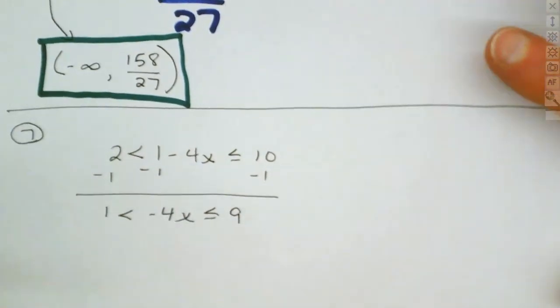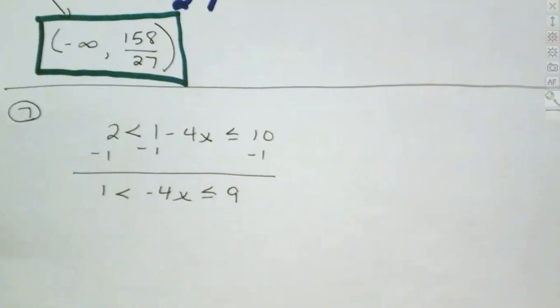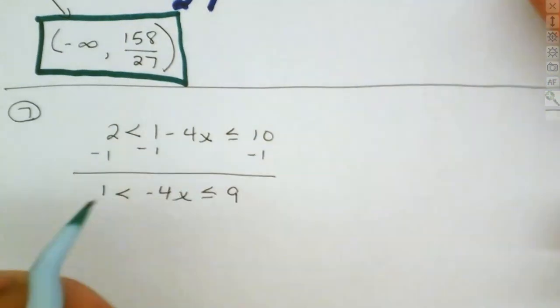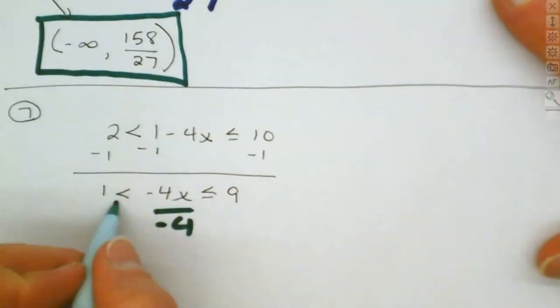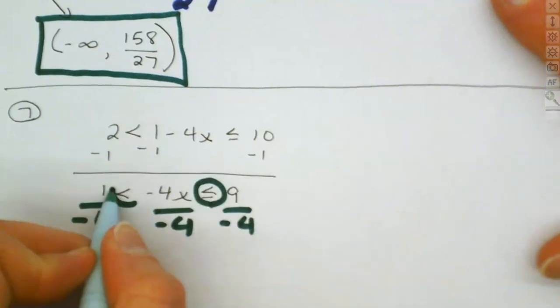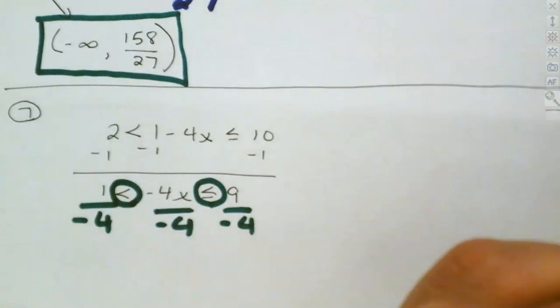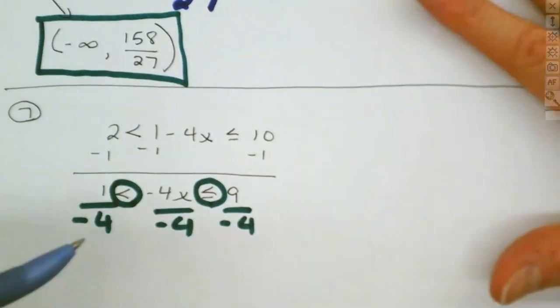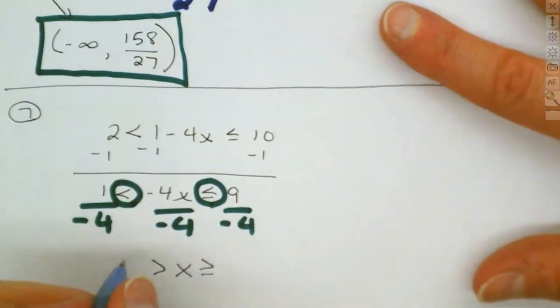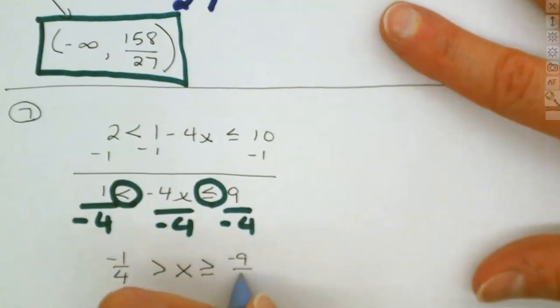Now, this one, we need to make sure we're careful because we're going to be dividing by what now? Negative 4. Okay, and if we divide by a negative number, what happens to our inequality symbols? They reverse, don't they? So that's going to reverse them. So that means x is in the middle. We'll switch our signs around here. And this on the left is going to be a negative 1/4. The right is a negative 9/4.